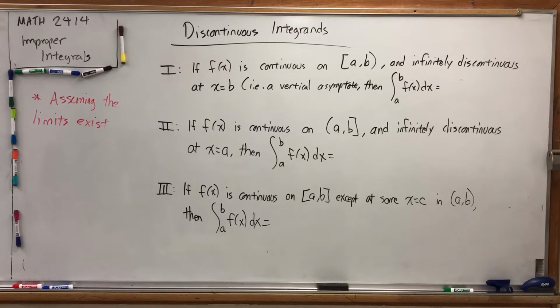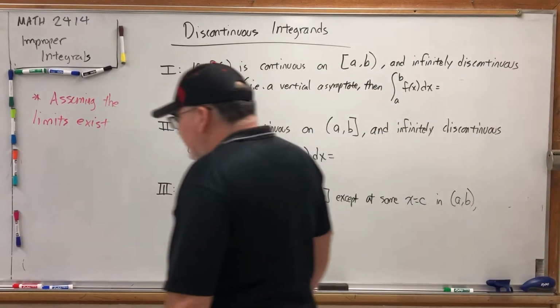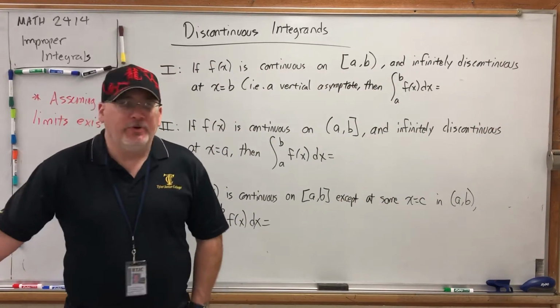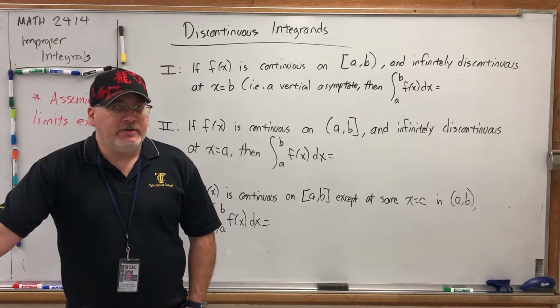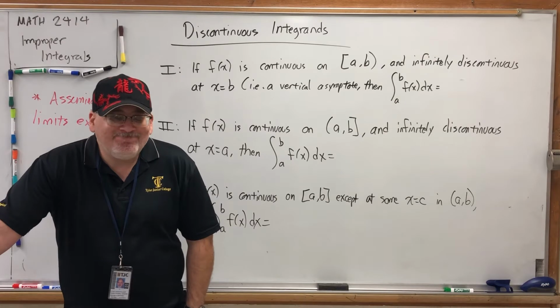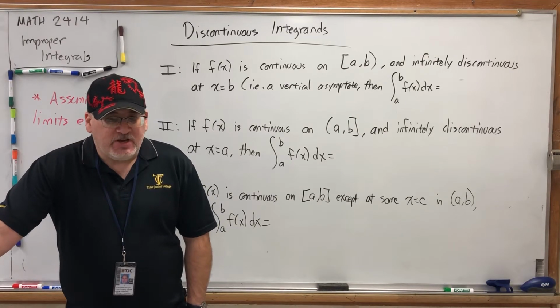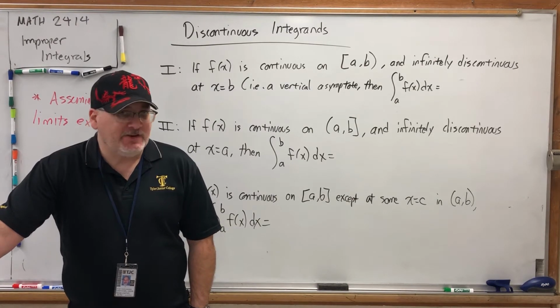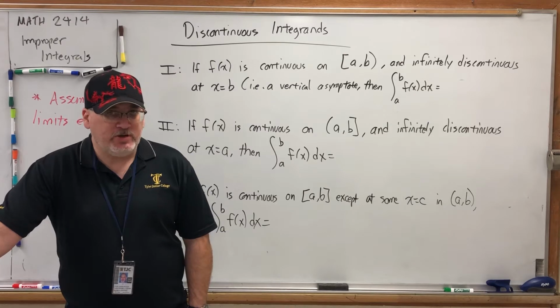Math 2414, improper integrals. Discontinuous integrands. The second type of improper integral doesn't involve infinity on a lower or upper limit. It kind of involves it somewhere else. It involves it because your function might be infinitely discontinuous at a point over which you're integrating.